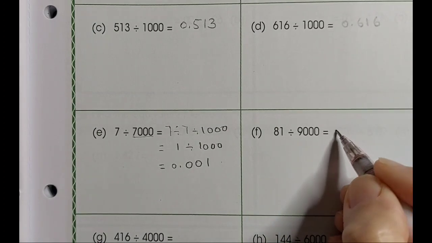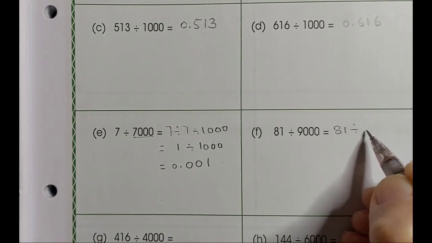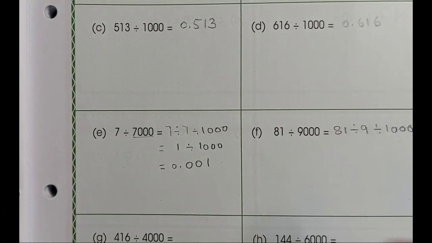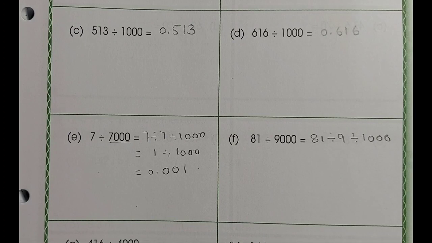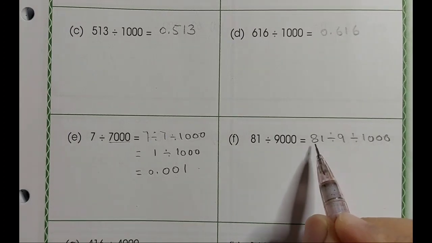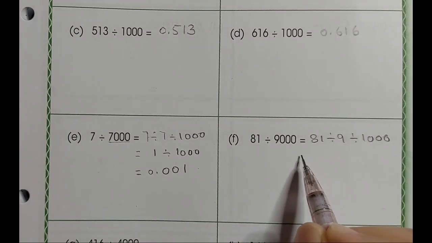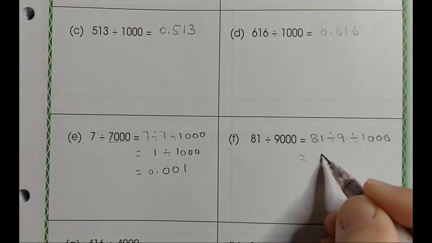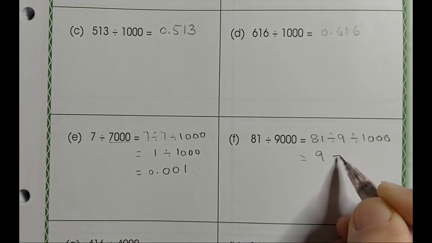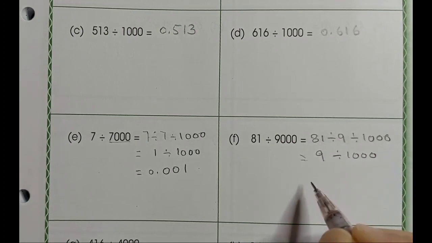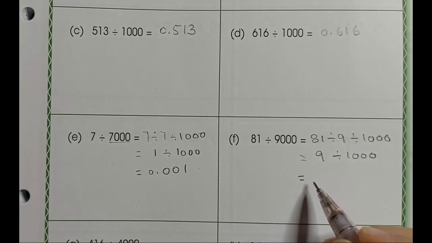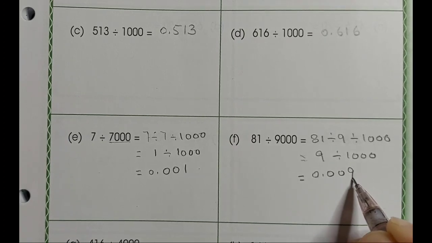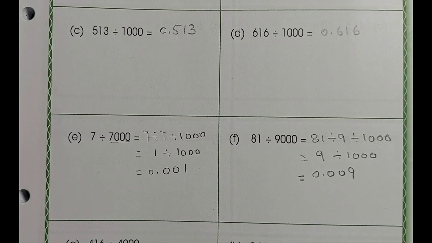Okay. Part F is 81 divided by 9000. So it will become 81 divided by 9 divided by 1000. Now first of all we have to divide 81 by 9. So it will become what? 9 9s are 81, and then divided by 1000. So how many decimal places towards your left? It will become 3, 0.009.